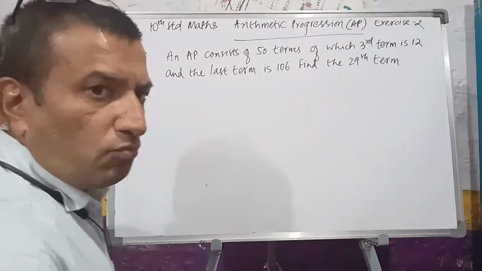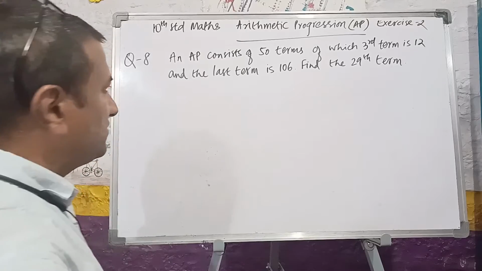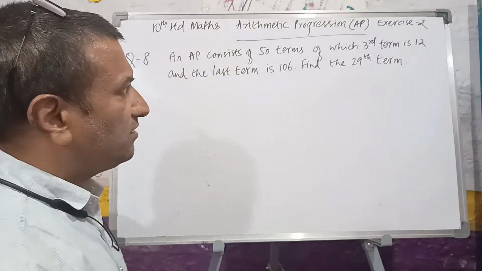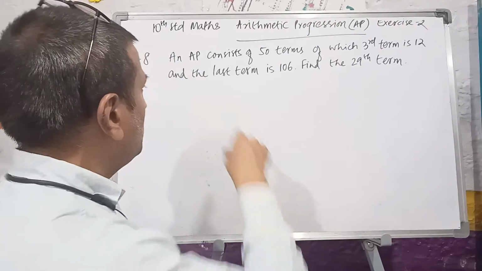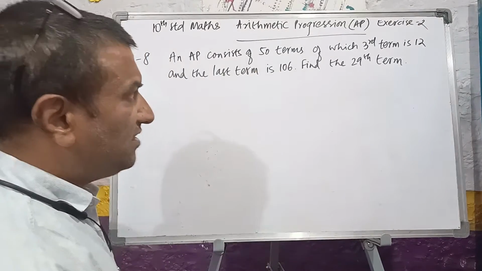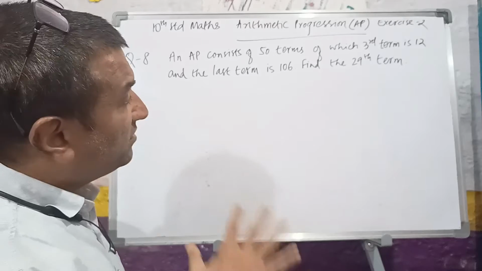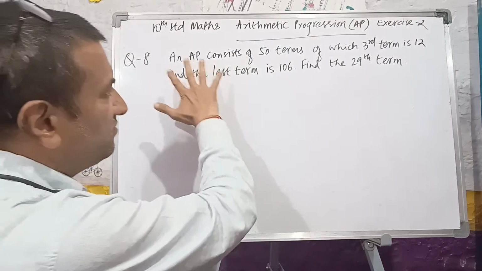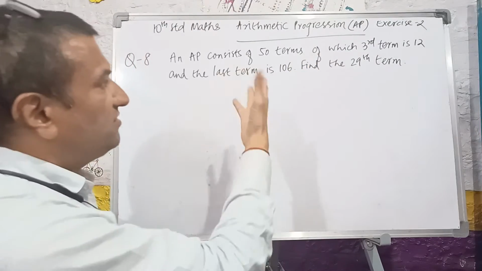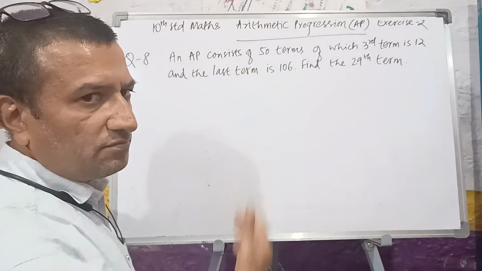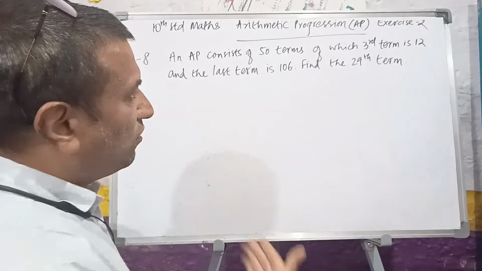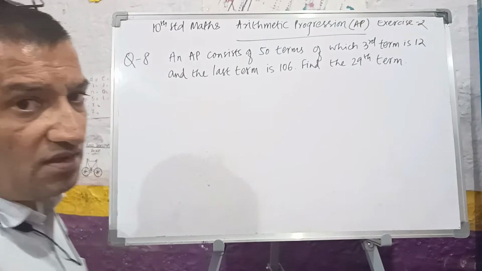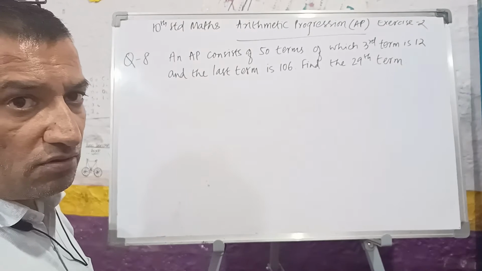Okay, so moving on to the next question, question number 8, similar to the 7th question. The arithmetic progression consists of 50 terms, of which the third term is 12 and the last term is 106. Find the 29th term. So this is similar to the prior question. Only thing is here they have said it as last term. Since they have said 50 terms, it means the last term is nothing but the 50th term. So solve the question, pause the video and check with the answer I'm going to solve.